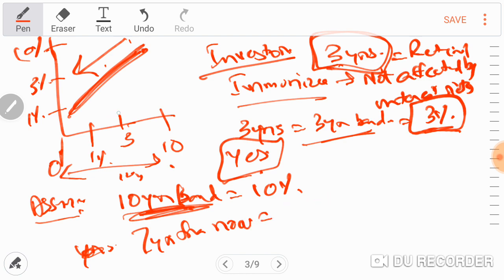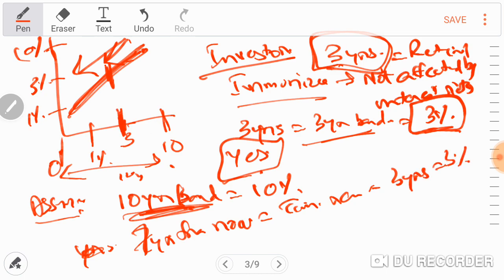7 years from now, we are sitting over here. 10 years from now, you're sitting over here. Now you're sitting over here. So now we're riding down the yield curve. We know that 7 years from now, the time remaining is 3 years, and we know the 3-year bond gives you 3%. So think about it this way.